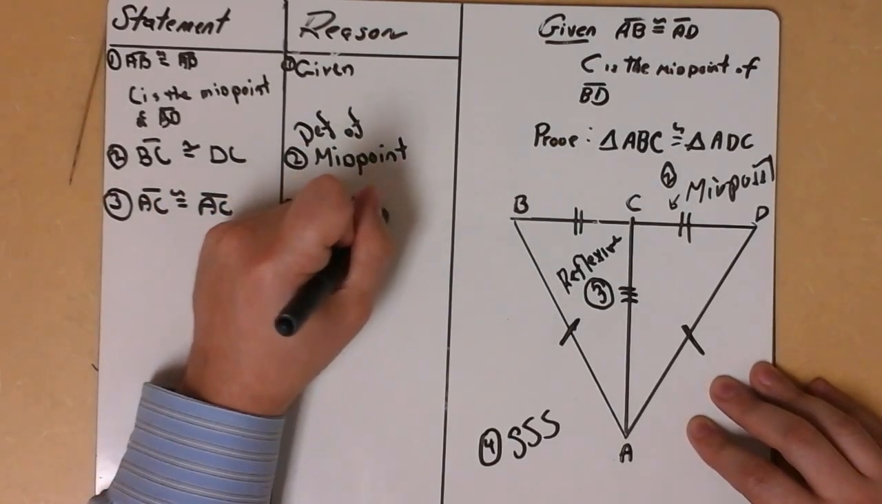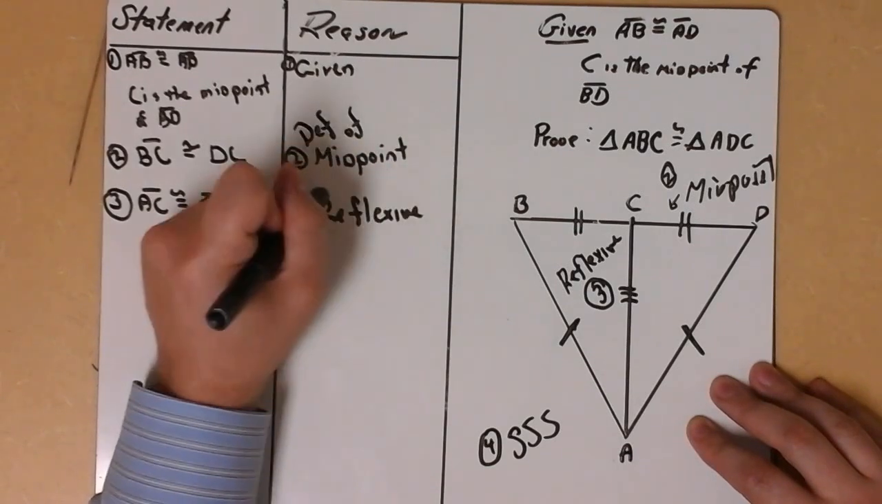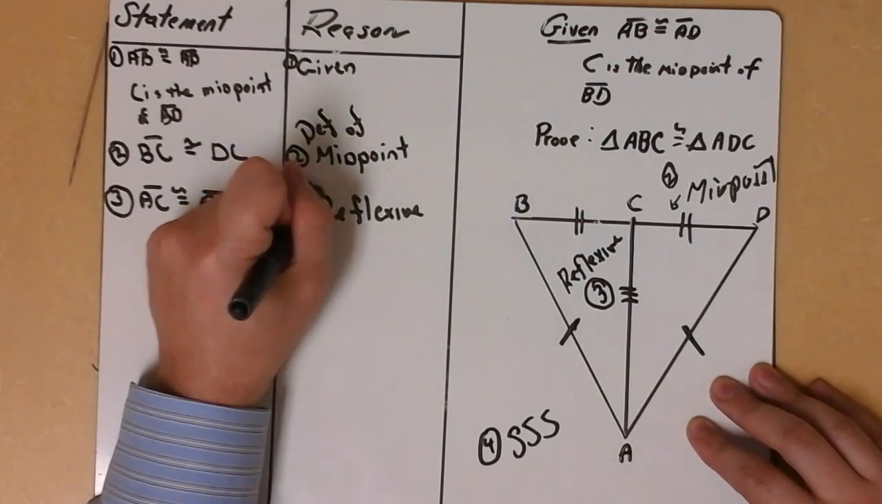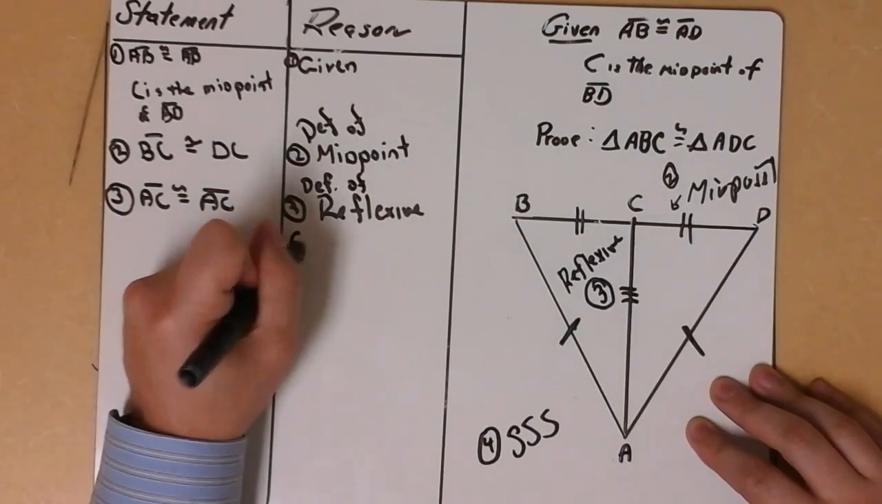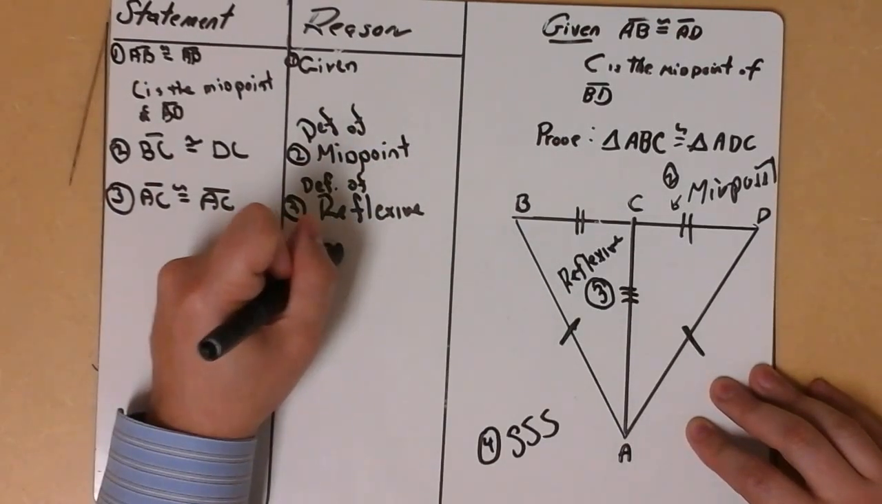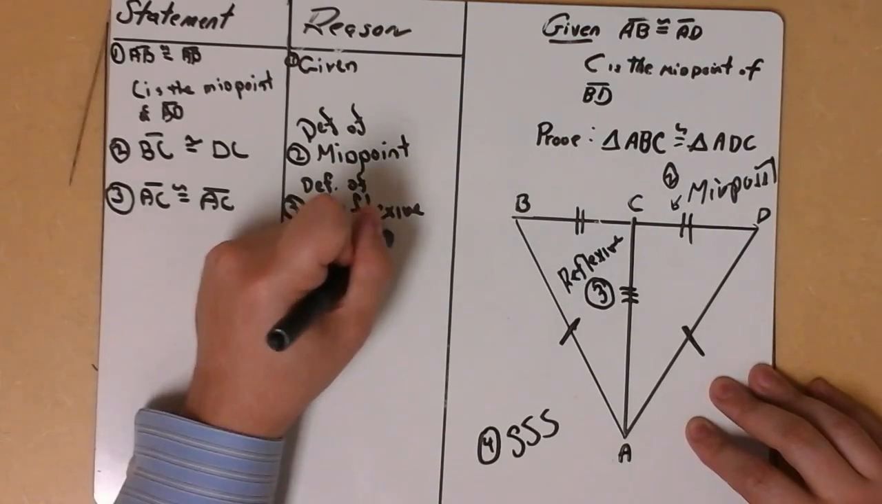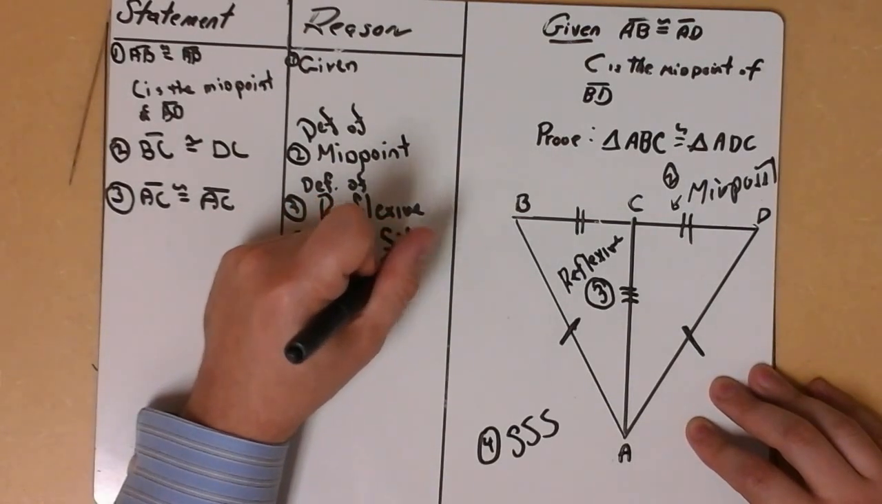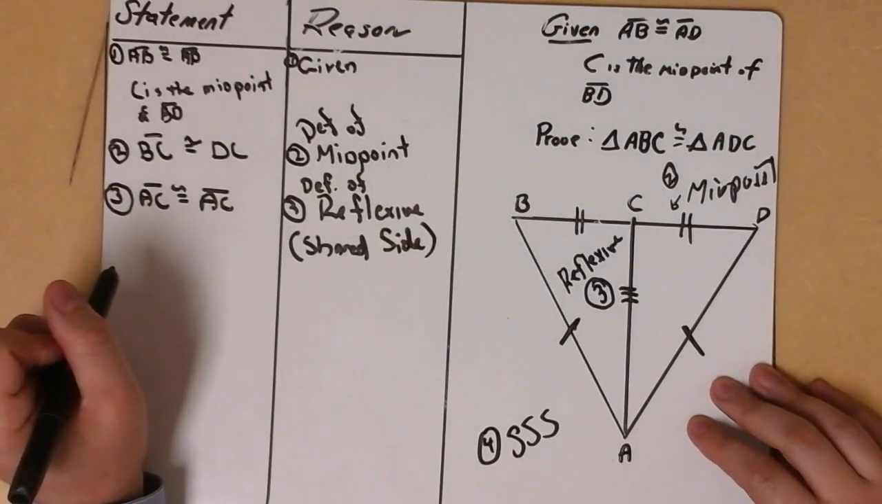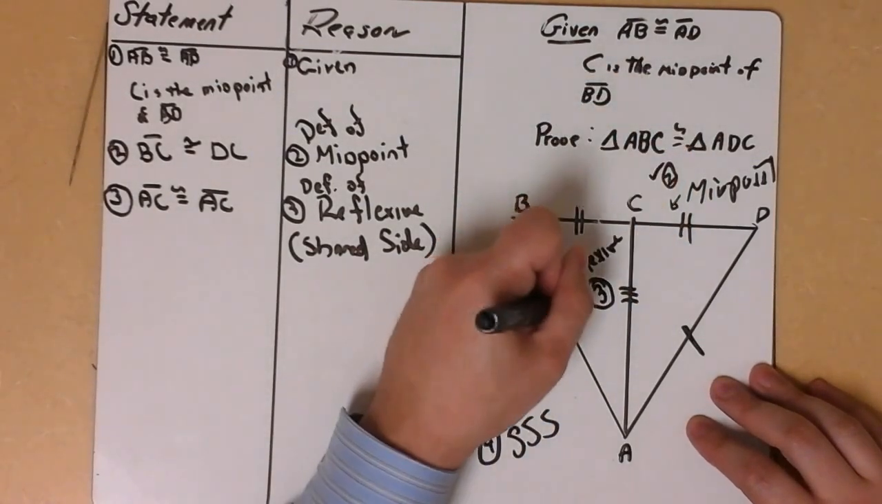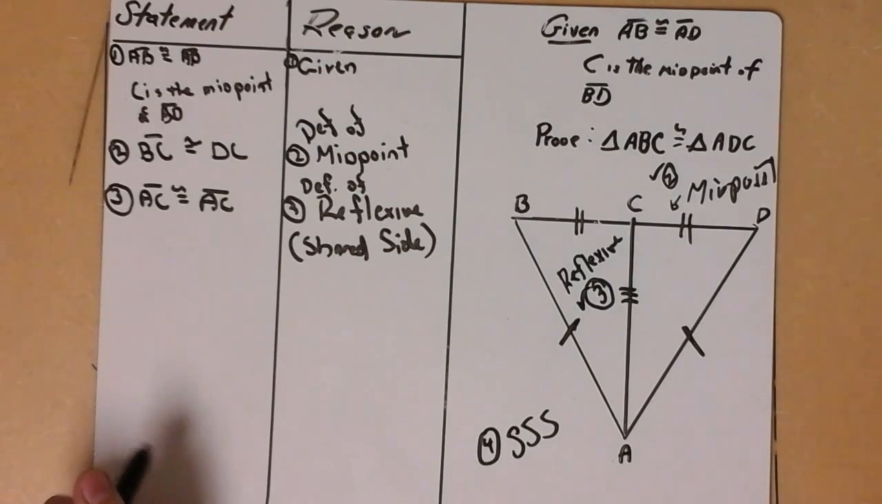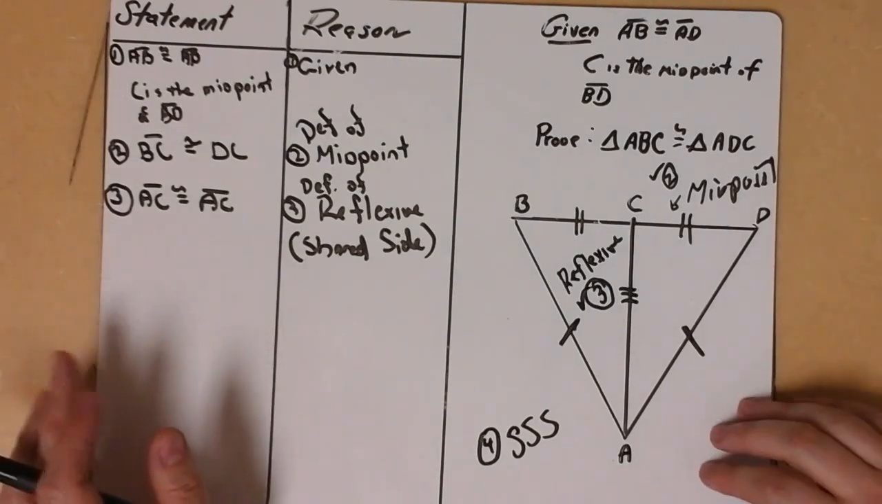For my purposes, that's actually definition of reflexive. I'm going to say shared side. For my purposes, I really don't mind you using shared side, at least for now. Okay, now I wrote this down so I could actually check these off if I want to. I'm just trying to give you some hints on how to stay organized with the information you have.